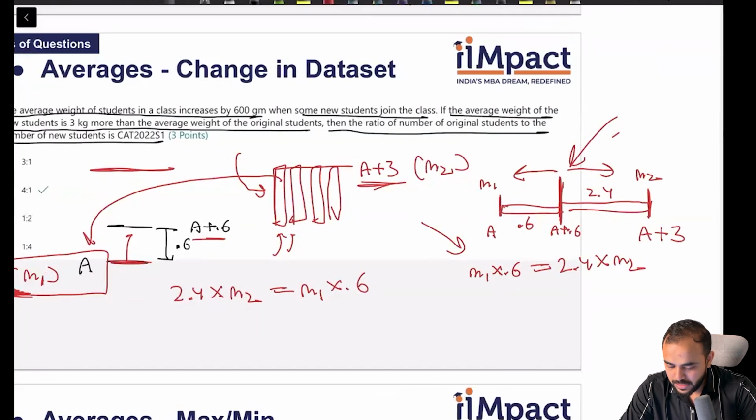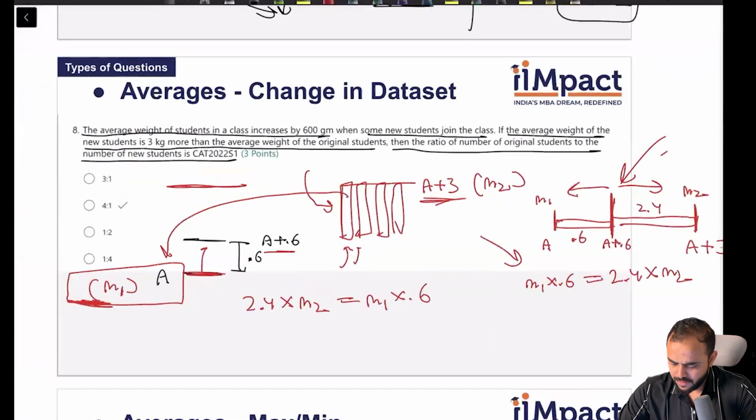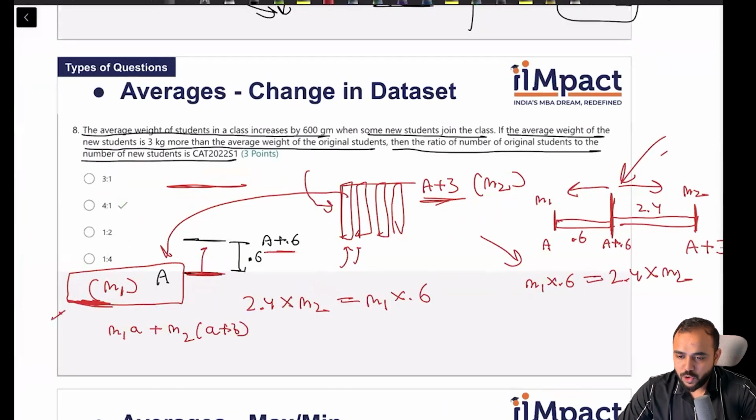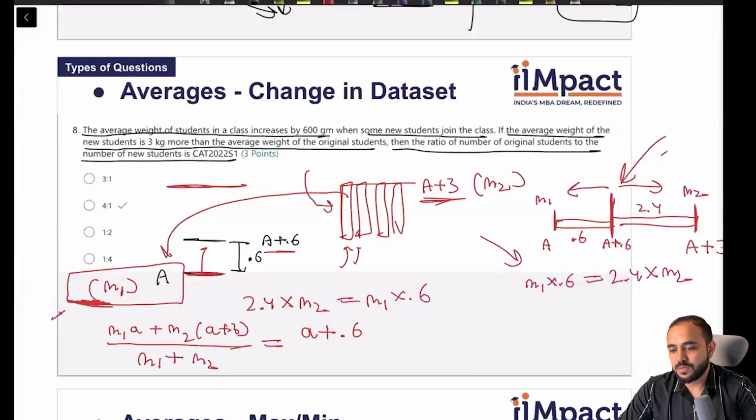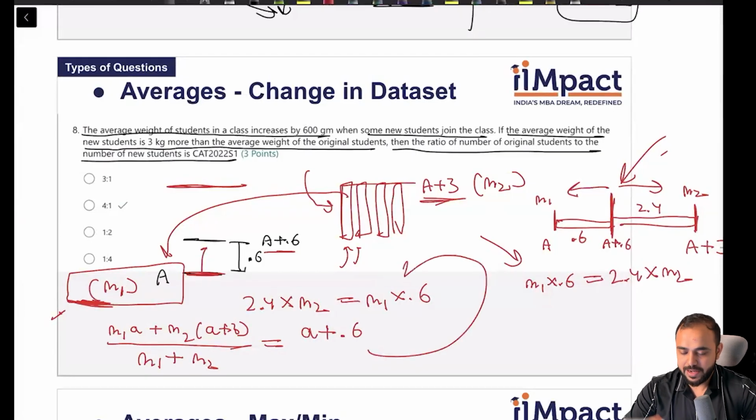If you were to do this in your original manner, you could have assumed N1 into A to be the weight of the first N1 people, then N2 into A plus 3 would be the total weight of the new people. This would get divided by N1 plus N2, the total number of people now. This would be the new average, which is given to you as A plus 0.6. So if you cross multiply and readjust, you will arrive back at this particular result only. Clear so far?